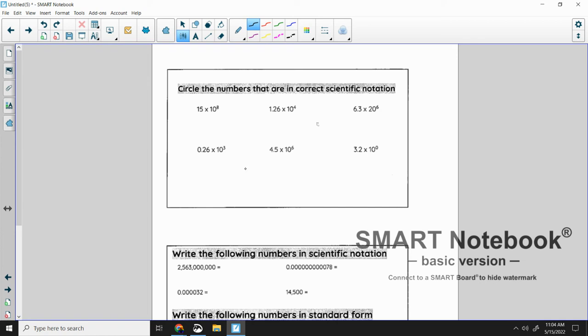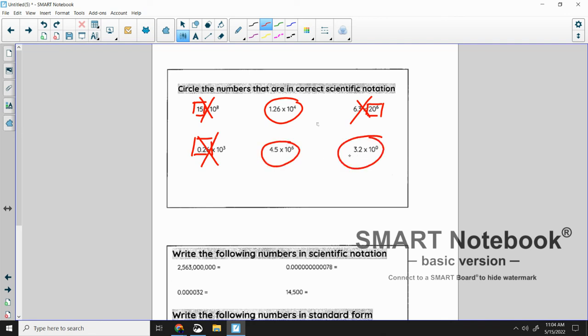So which of these are in correct scientific notation? This first one's not because the coefficient is bigger than 10. 15 cannot be a coefficient. So this one's not in scientific notation. This next one has a coefficient between 1 and 10 and a power of 10. So that's good. This one has a power of 20 at the end. Scientific notation always has powers of 10. This one has a coefficient smaller than 1, so it's not in scientific notation. But these last two are good because they have coefficients between 1 and 10, and they have powers of 10.